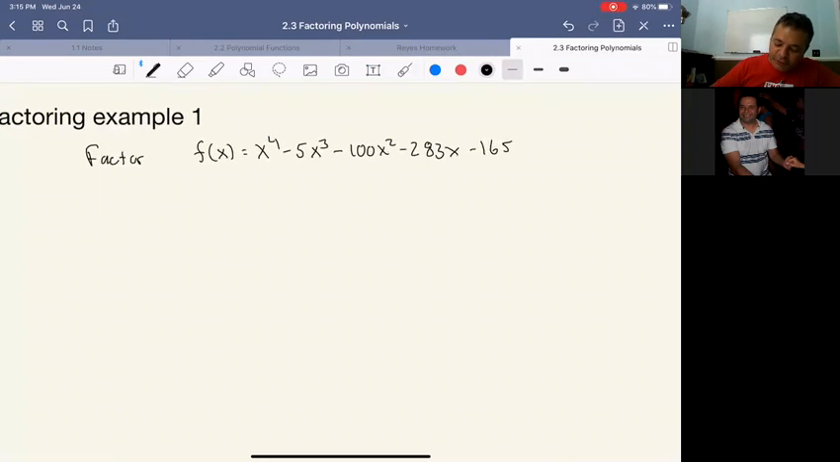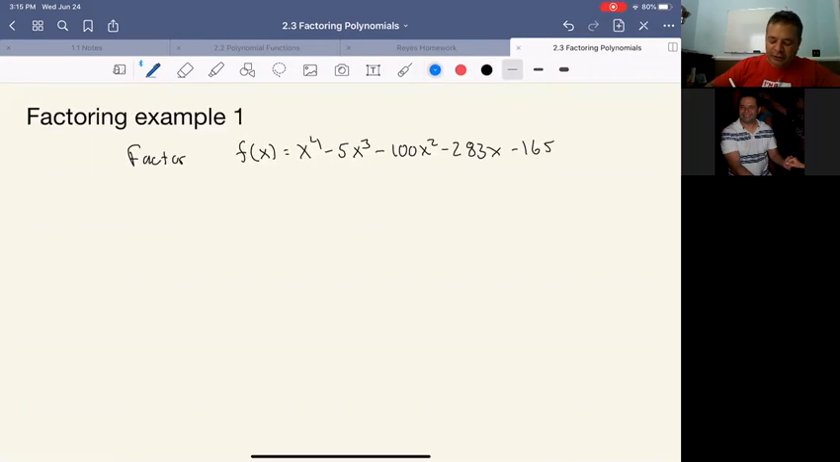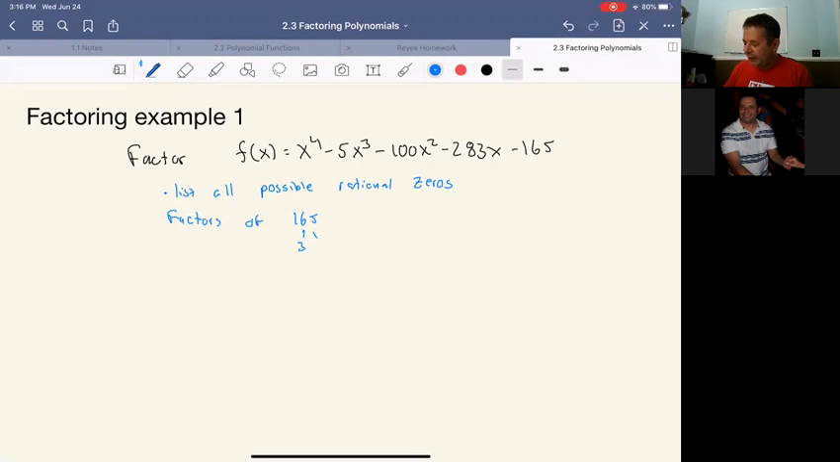Okay, so now the first thing that we're going to have to do is list all possible rational zeros. This is going to give us a starting point, somewhere we can start factoring it. So let's take the factors of 165. Well, I'm going to factor 165 here. So 165, I see that it's divisible by 3. Okay, so 165 divided by 3 is 55, and then that's 5 and 11.